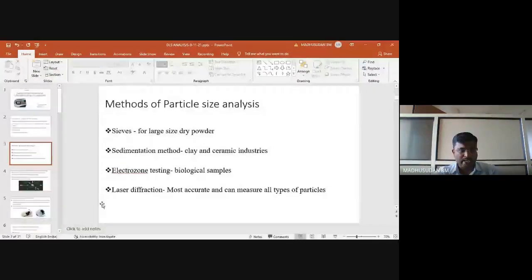And the last one, laser diffraction or laser scattering, as we often call it, is the most advanced and accurate recent technique that is used to characterize all sorts of samples, maybe biological sample, clay, ceramics, dry sample, wet sample. If particles are suspended in any kind of solvent, they can be characterized in a more accurate way with the help of this laser diffraction method.